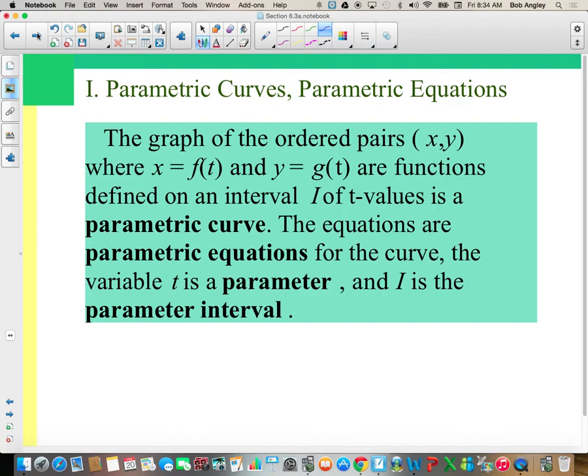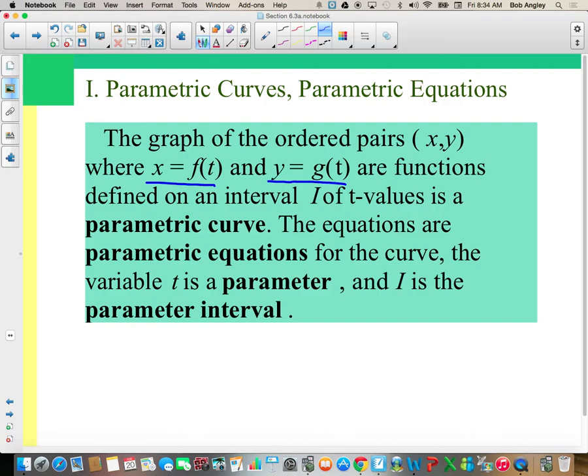This is the definition: the graph of the ordered pairs (x, y), where x is a function of t and y is a different function of t, in other words, it's got a g there, are functions defined on an interval I of t values, is called a parametric curve. So anytime they give you the two equations where it says x equals and y equals, and the independent variable on the right side is a t, that's going to be a parametric curve. The equations are called the parametric equations of the curve. The variable t is called a parameter, and the I right there is called the parametric interval.